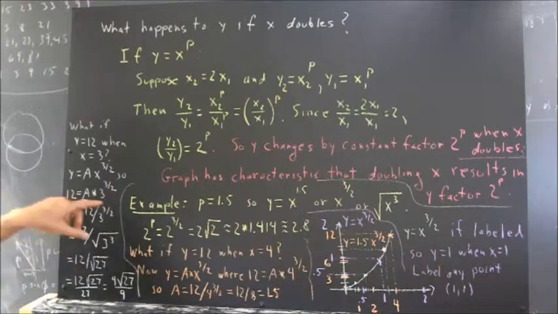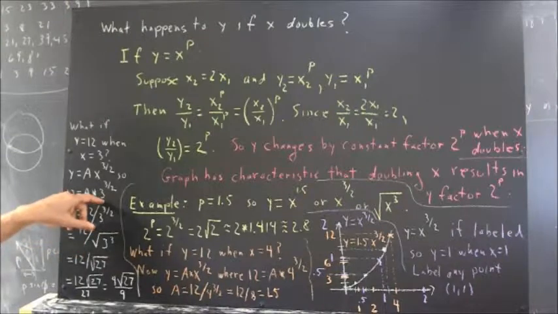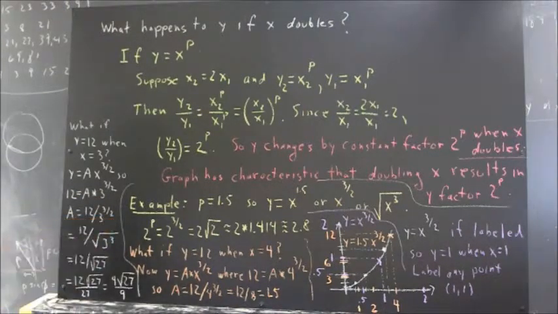Well, we divide 12 by 3 to the 3/2, we get this. What's 3 to the 3/2? Well, that's 3 to the 3rd raised to the 1/2, which is the square root of 3 to the 3rd. So now we have 12 divided by the square root of 27, because 3 to the 3rd is 27.